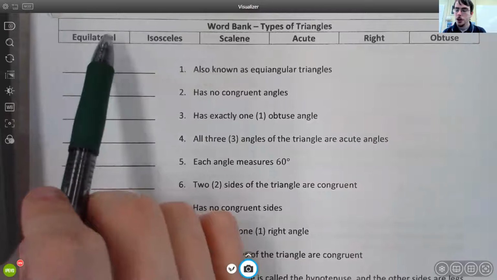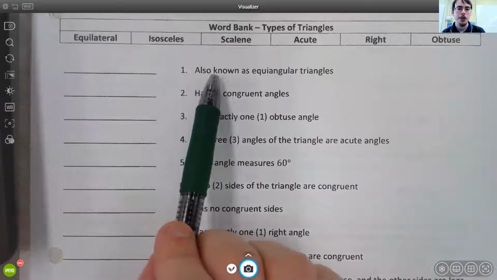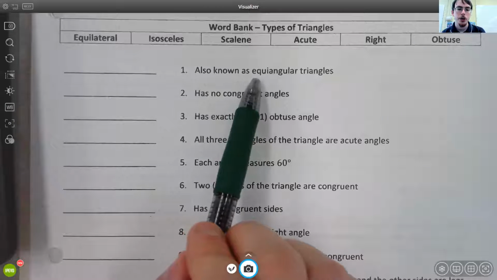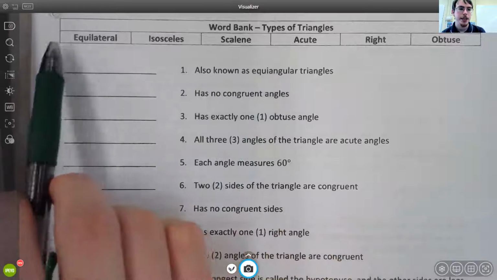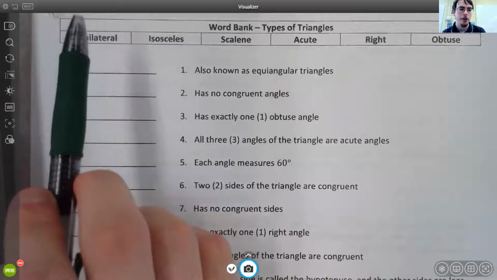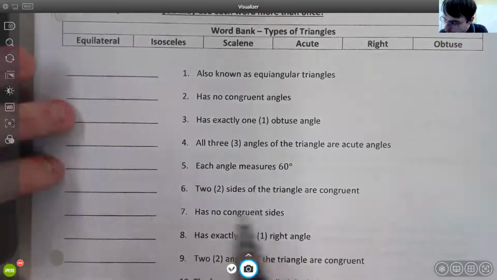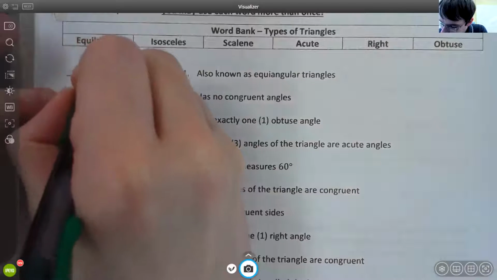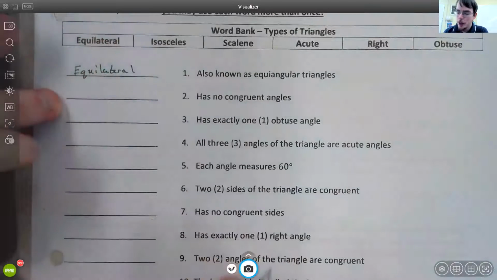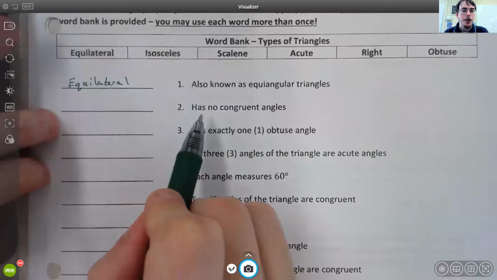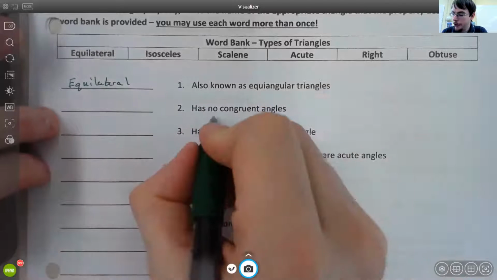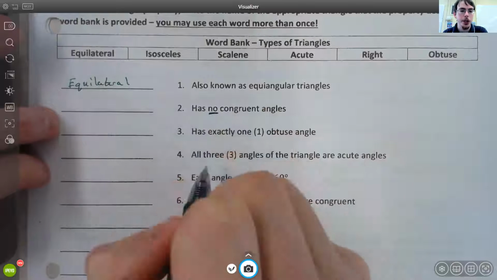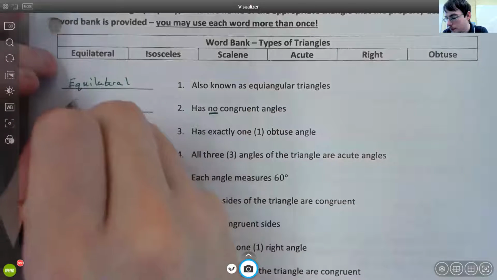Number one, also known as equiangular triangles. Well, equilateral triangles are also known as equiangular triangles. That's because the equilateral triangles have 3 congruent sides and 3 congruent angles. So this is equilateral. Number 2, this type of triangle has no congruent angles. Well, the type of triangle that has no congruent angles is a scalene triangle.